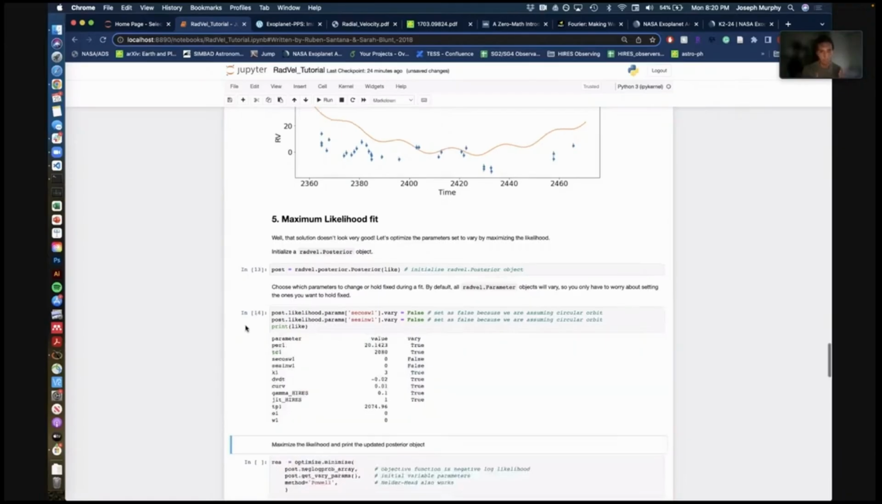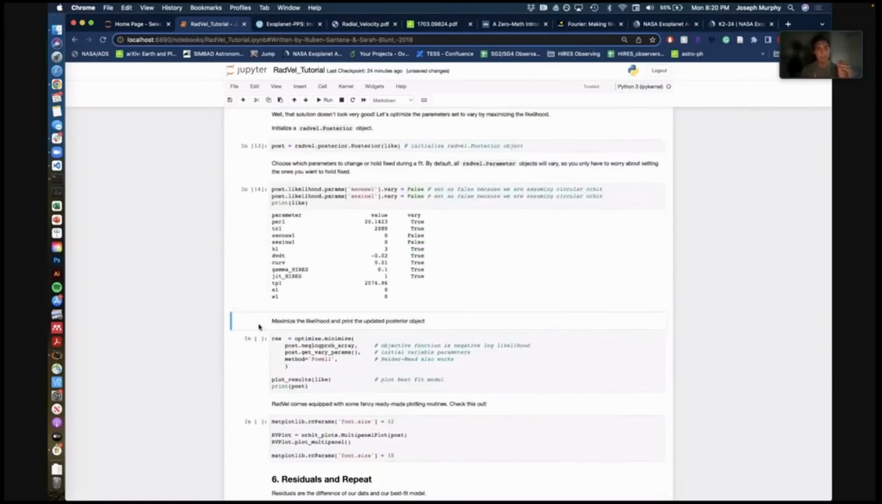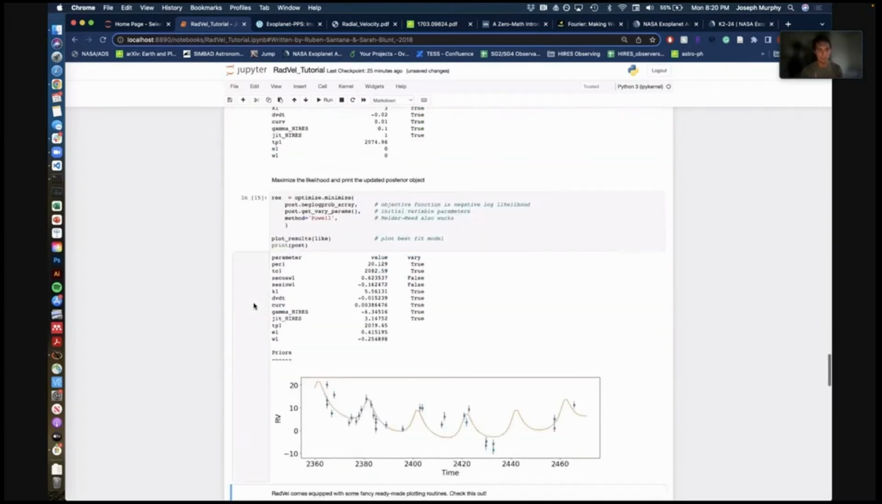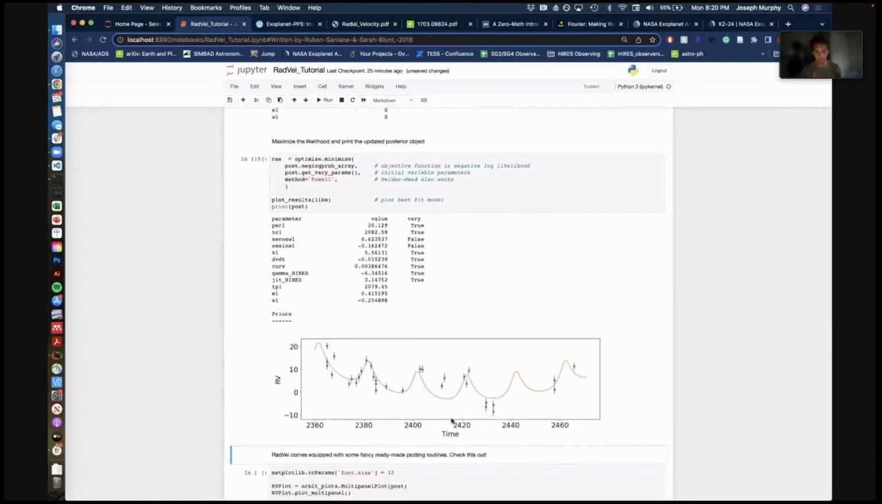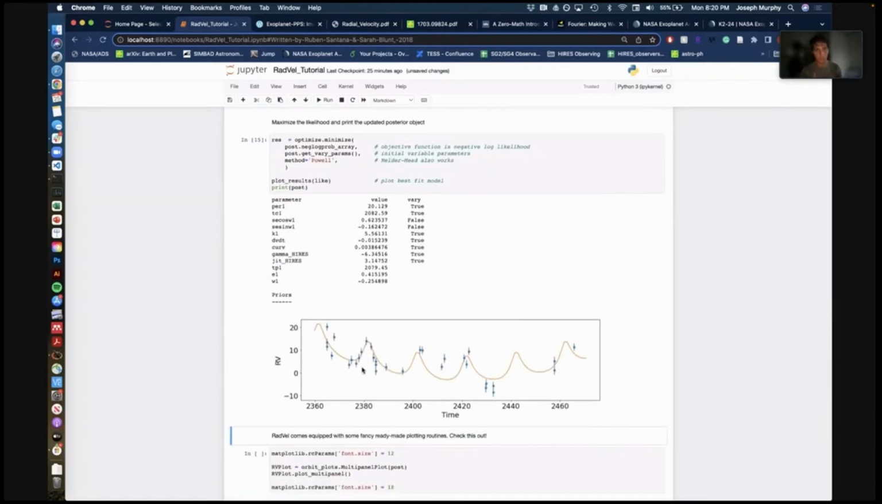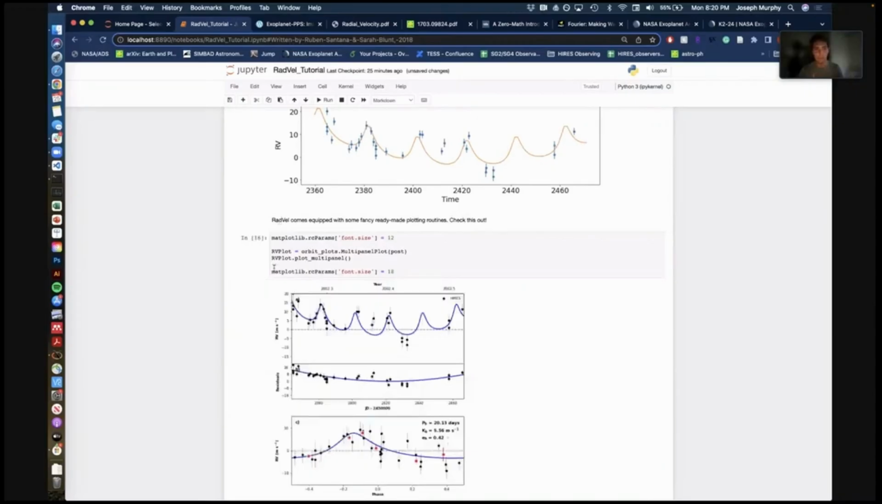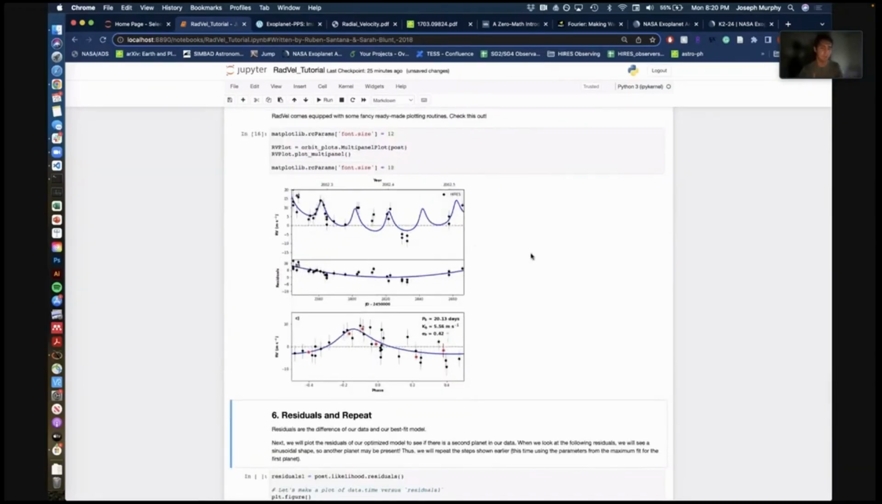I'm going through this quickly because I want to get as far as possible, but we're going to now optimize our model given the data. And this looks like a much better fit. Here is the same plot, but you can see that our model is kind of snapping to the data once we've optimized all those parameters. RADVEL does come equipped with some fancy built-in plotting tools. This is almost a publication-ready plot.